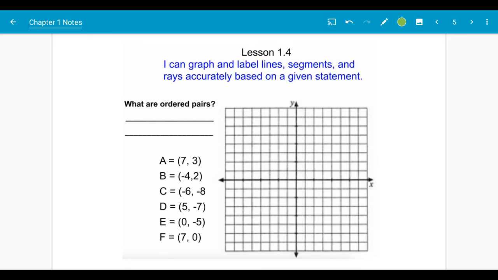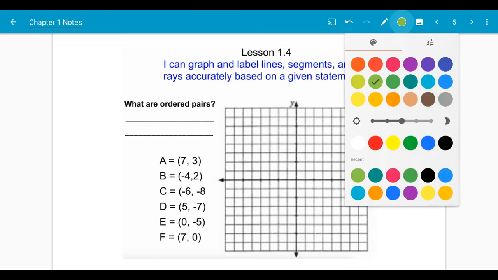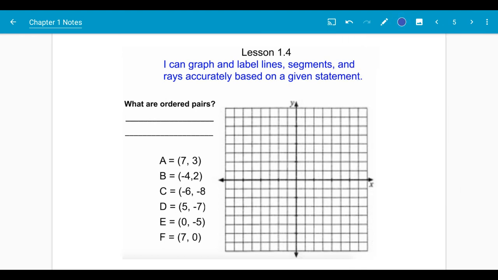All right, this is lesson 1.4, graphing and labeling lines, segments, and rays accurately based on given statements. First we have to start with the definition of an ordered pair. An ordered pair is basically just a location. Always it's x, y, and it gives a location.